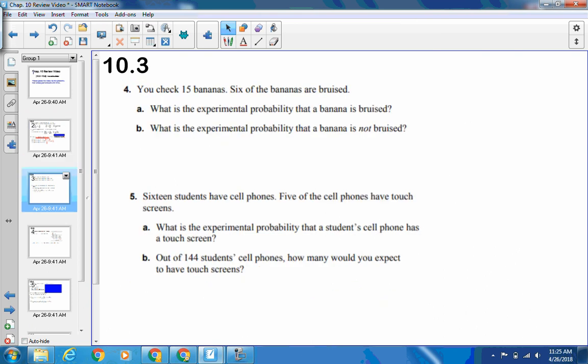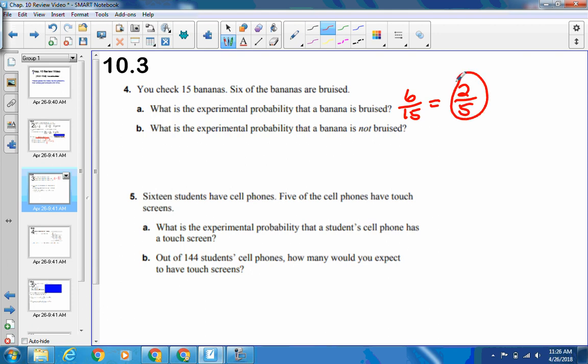Okay, now we're in 10.3. We're using experimental probability. So we're using the results of an experiment to write the predicted probability. So the first one, we know that there's 6 that are bruised out of 15, and we just need to simplify it to get our answer of 2 out of 5. So the experimental probability of it not being bruised would be the remaining bananas, or the 9 out of 15, which is 3 out of 5 when we simplify it.